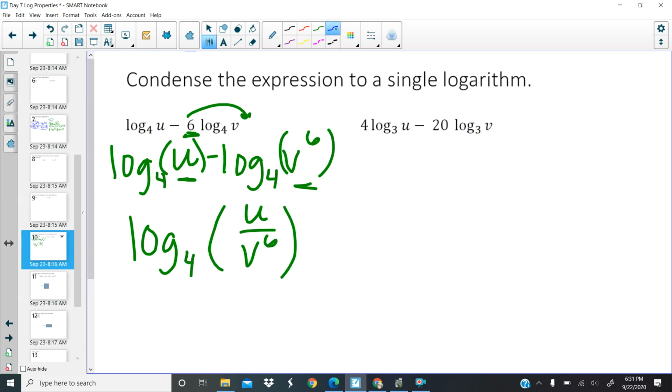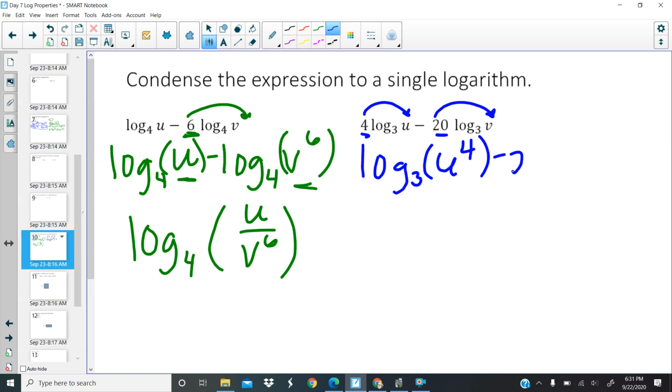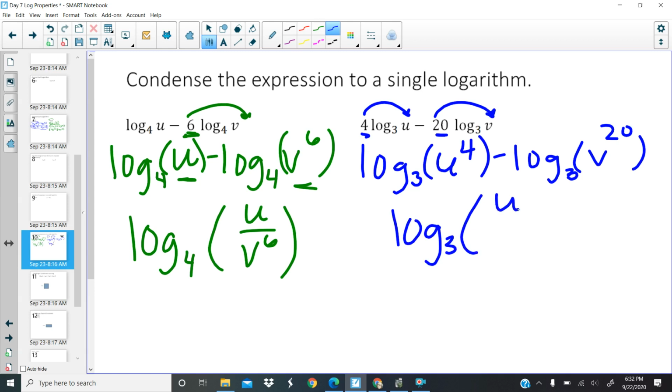In this next one over here, we have 2 log base 3s, but they both have coefficients other than 1, so I'm going to want to move both of my coefficients back up to my exponents. So I would have log base 3 of u to the 4th minus log base 3 of v to the 20th. And then I can use the quotient rule again and combine these. So it would overall be log base 3 of u to the 4th divided by v to the 20th.